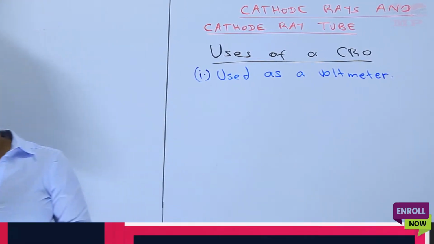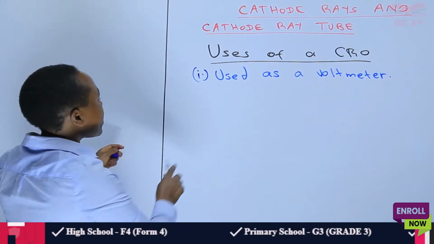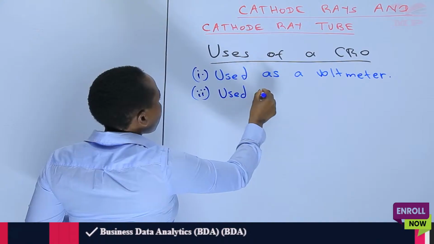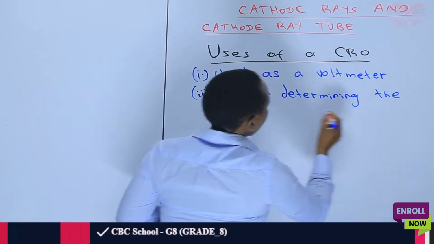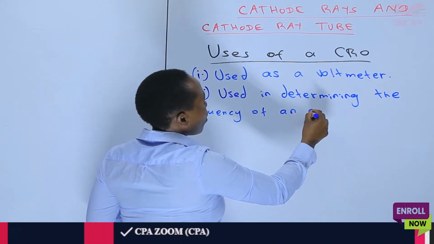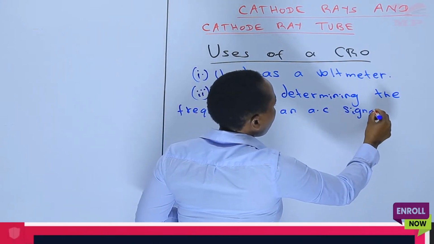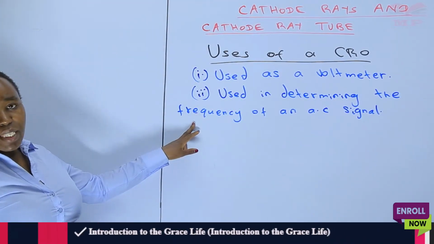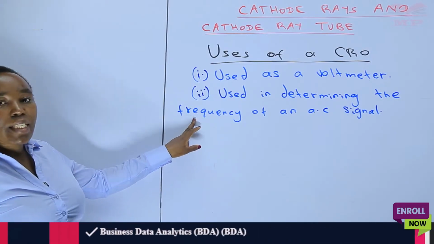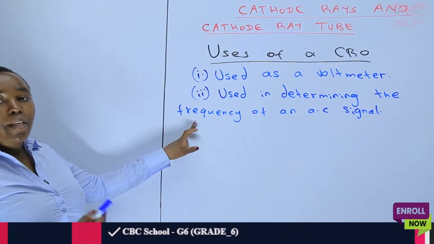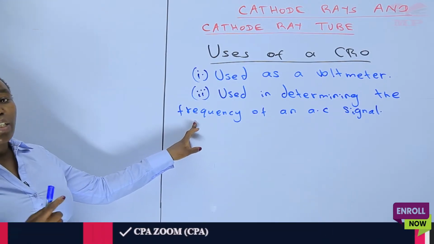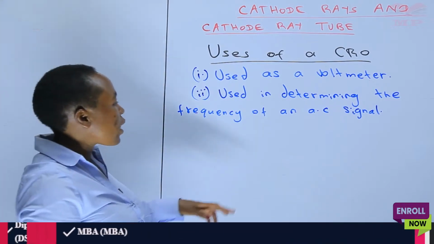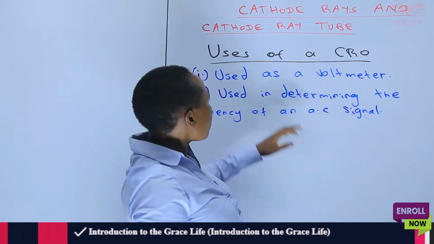Then again, we can use a CRO to determine the frequency of an alternating current signal. We will also explain how a CRO can be used to determine the frequency. Remember, frequency simply refers to the number of complete oscillations in 1 second. So I want us to start with the first one.